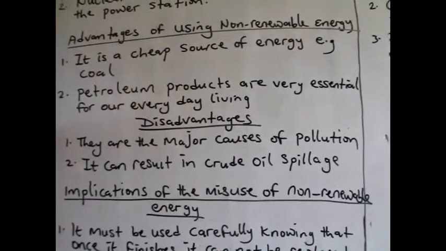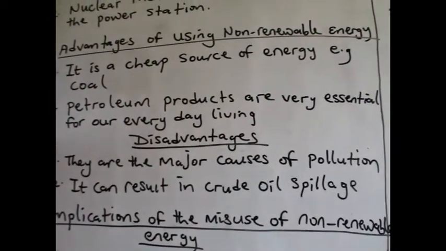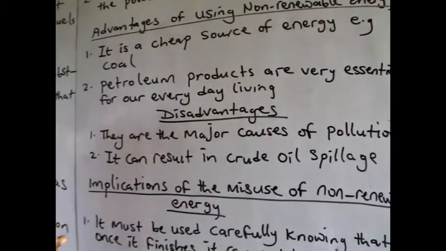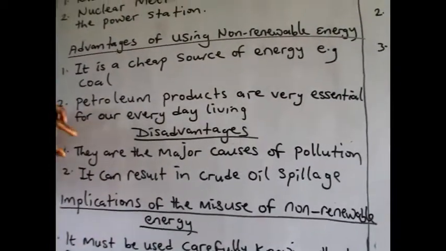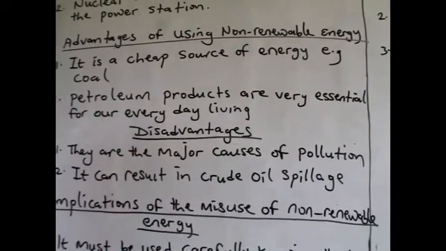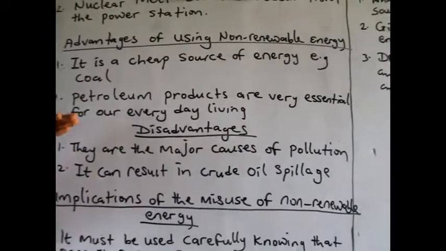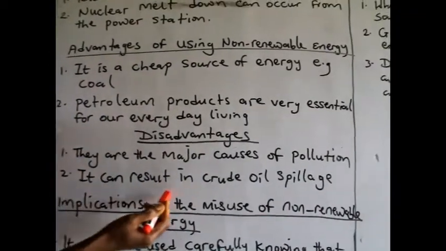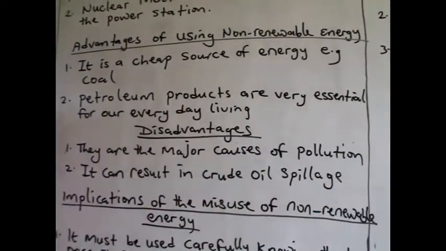Most of you have heard of skin cancer. It affects mostly the people we call albino. Have you ever seen an albino patient? The people whose skin has a different color. So when this radiation gets to them, it burns their skin as a result of what? Pollution from our petroleum products. So it's a disadvantage. It can lead to crude oil spillage.